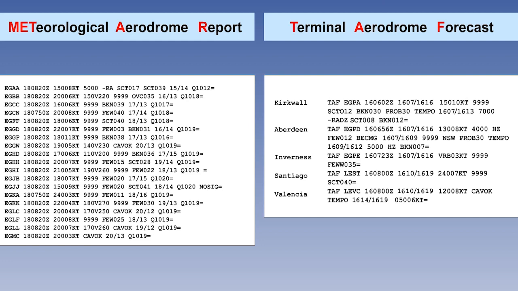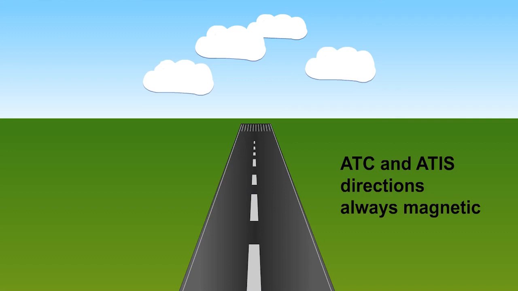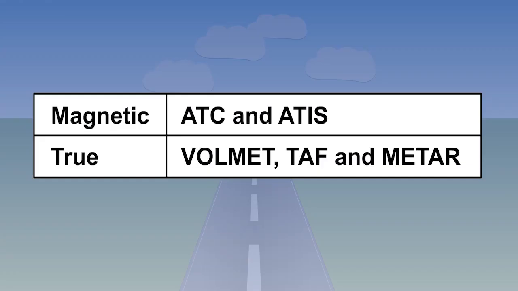Forecast winds are used for planning navigation as well as for landing, and navigation tracks are normally initially measured in true. Any information used to help the pilot line the aircraft up on the runway will be given in magnetic, because runway directions are always magnetic. Thus, a wind from an air traffic controller will be magnetic, and the ATIS always quotes magnetic wind direction. To summarize, magnetic: ATC and ATIS; true: VOLMET, TAF and METAR.